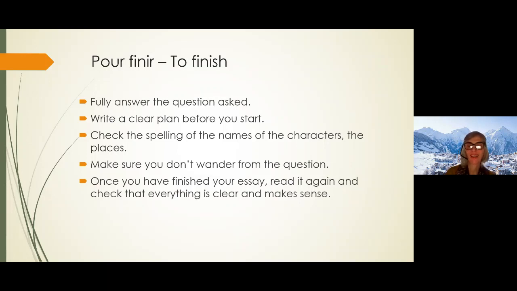Merci. De rien. Next week's session will be session 3, and we will be looking at how to answer the long question on the reading comprehension paper.